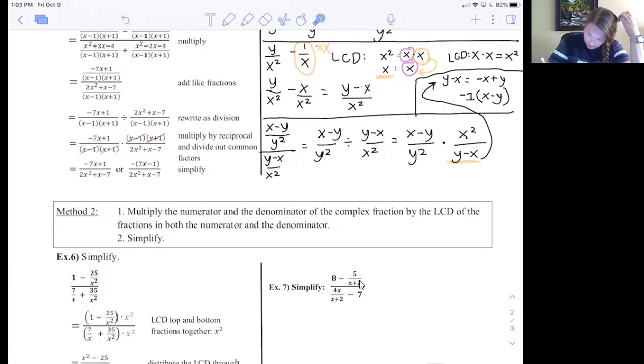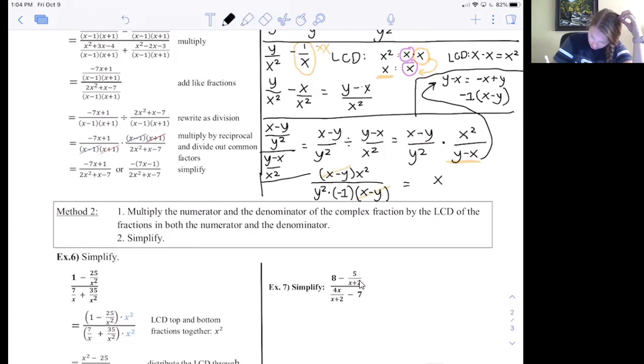Okay, and the reason I'm doing that is so I can cancel them out. So now on top, I'm going to have x minus y times x squared. And on bottom, I'm going to have y squared times negative 1 times x minus y. So now I can say this can cancel with this. So I'm going to be left with x squared divided by negative y squared. And that's my answer.